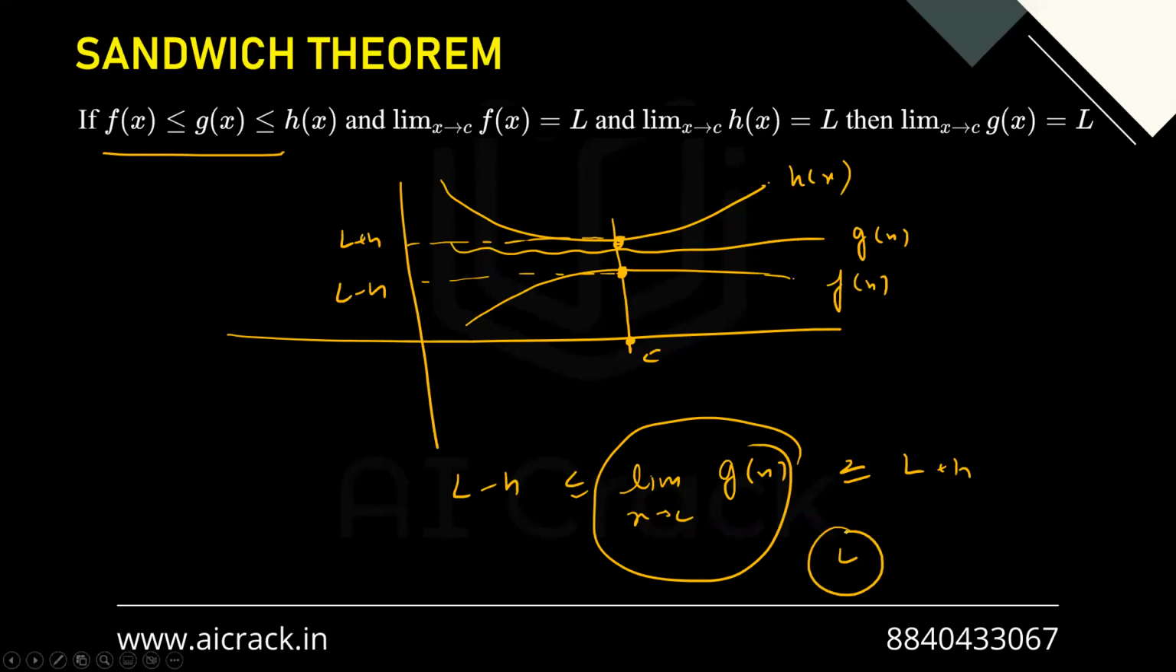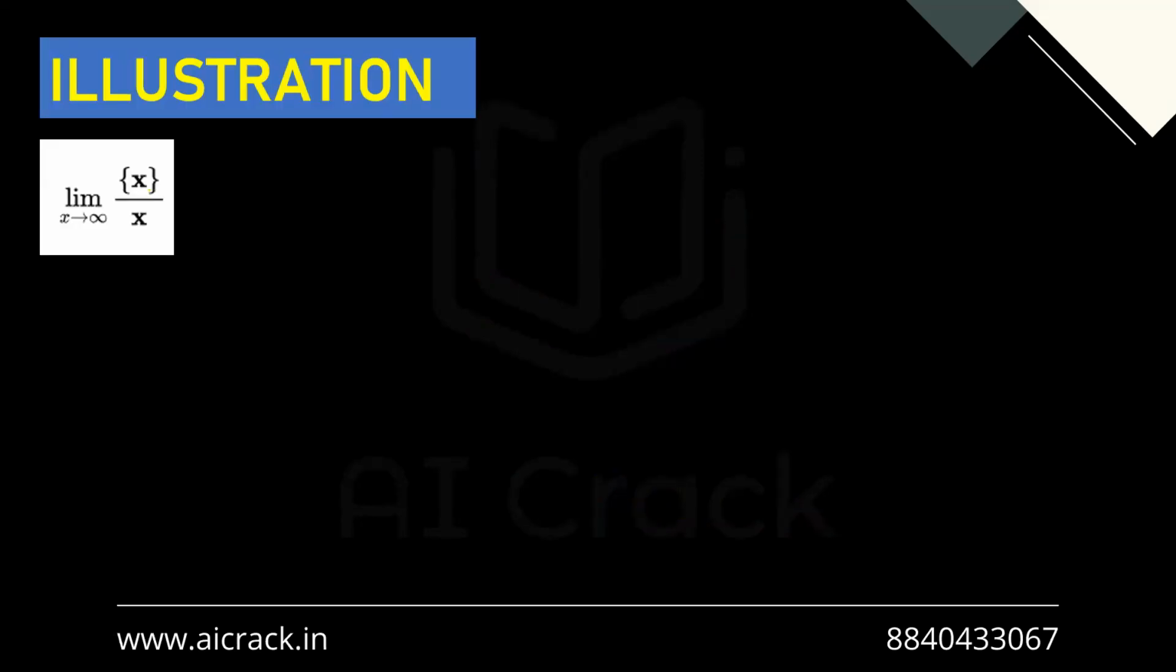Okay, so that is our sandwich theorem. So when do we use the sandwich theorem? We use it in case we are not able to apply other types of methods to find the limits, right? Now let us solve this example. Although we can solve it with the help of other methods, let's try to solve it with the sandwich theorem.